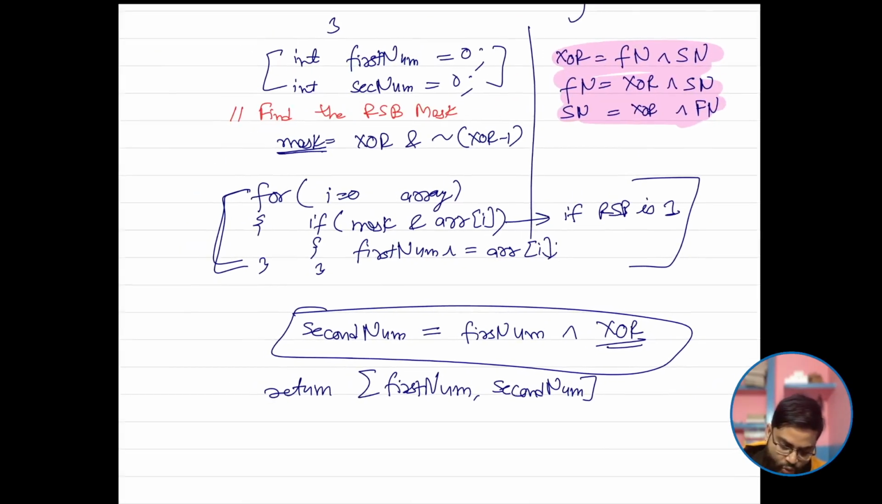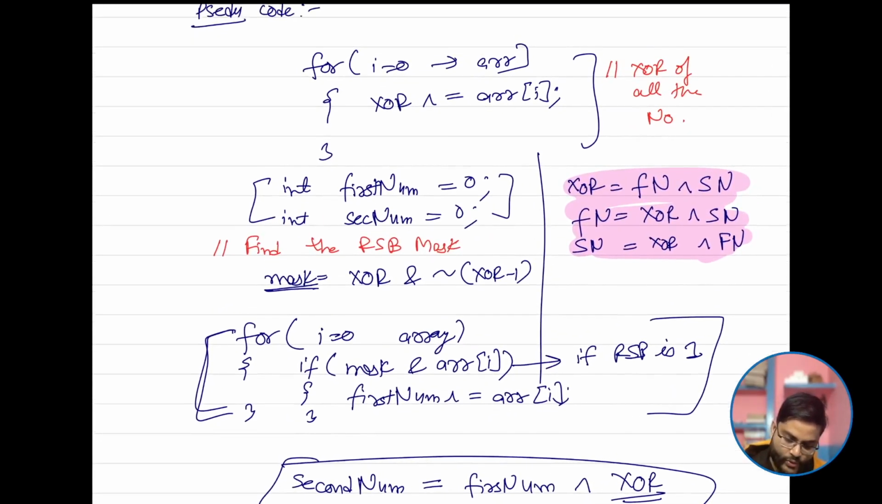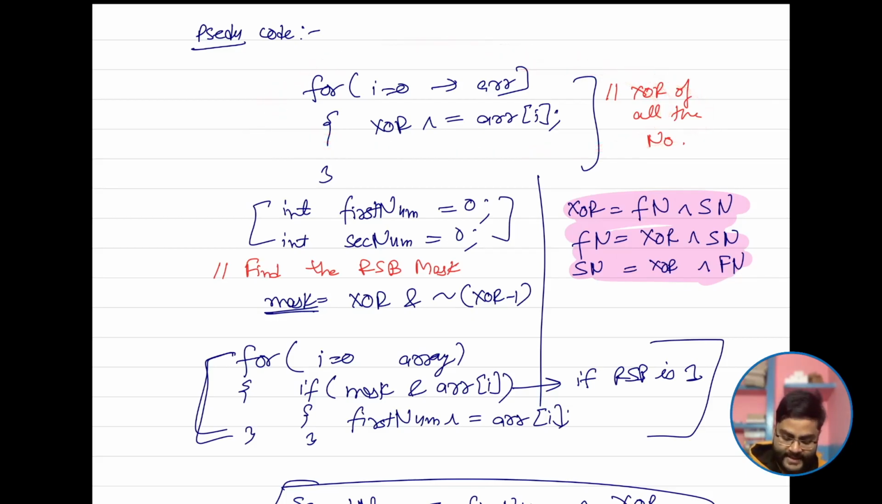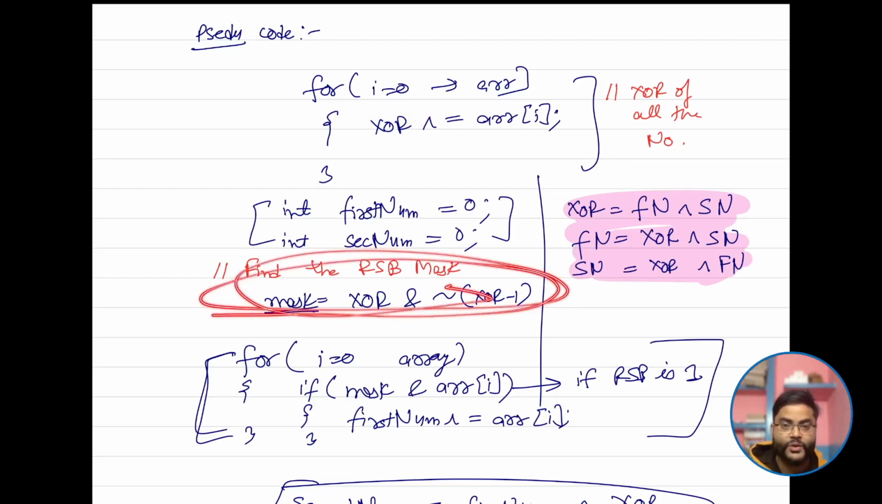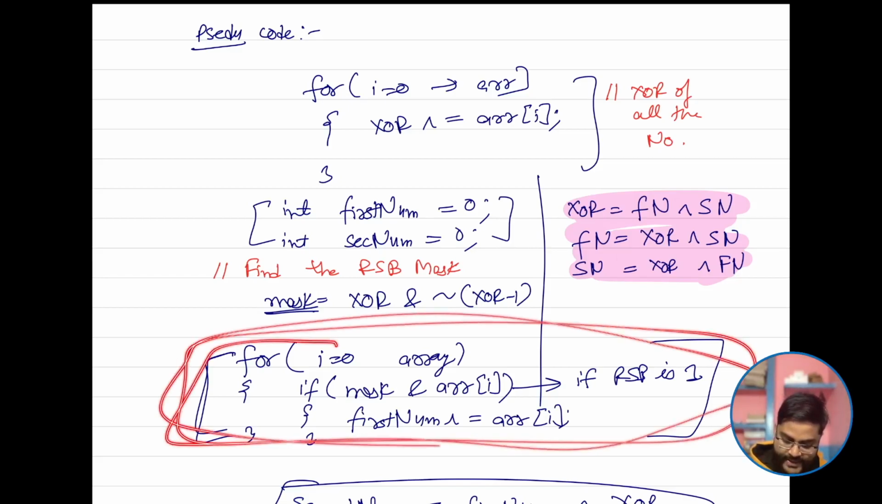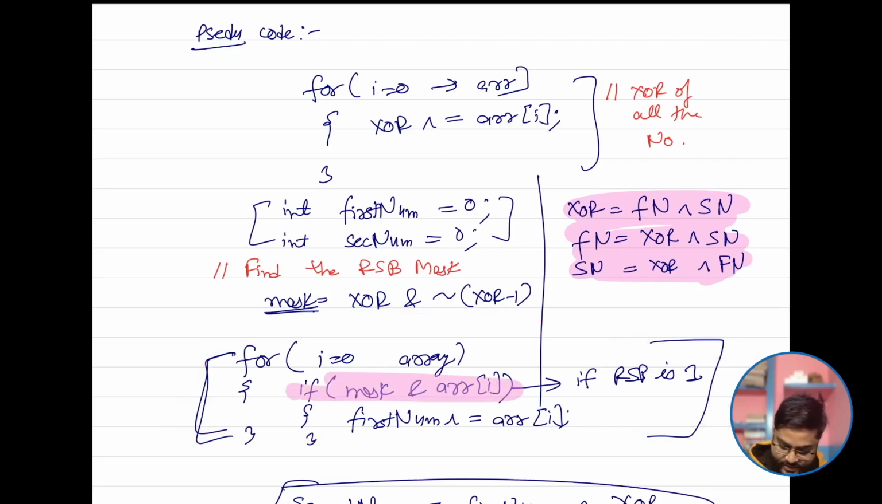So that's the whole pseudo code. First I am finding the XOR of all the numbers, then I am declaring two numbers. The XOR is nothing but the XOR of those two non-repeating numbers. I'll find the rightmost set bit mask to differentiate, and I will traverse the array. Here, for this condition, you can take whether the rightmost set bit mask is 0 or whether it is 1. For now I am taking if my rightmost set bit is 1.